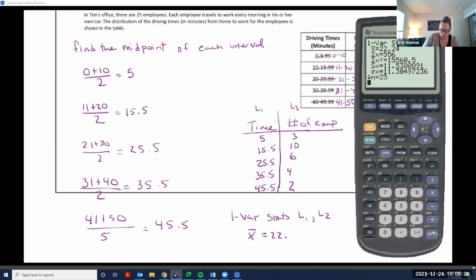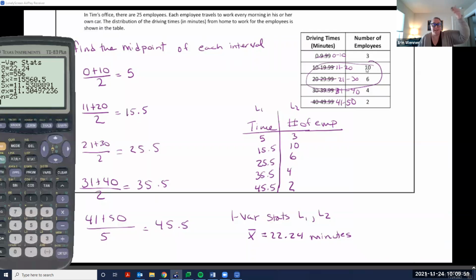We get 22.24 as our mean. So the average driving time for these people is about 22.24 minutes, which we can see here. It's in this range, and that's where most of the people are. And again, the 10 is weighting it closer to 20 than to 30 in the second band. That's why it's close to 20 and not higher up, because there are more people at that end weighting it that way.